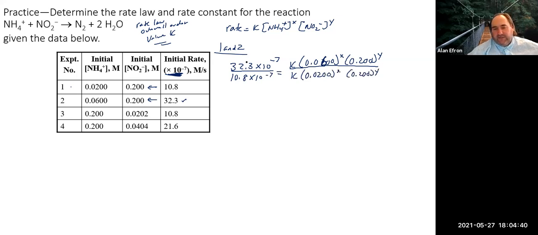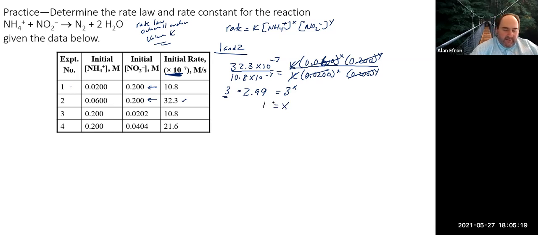So when we do a little division there of 32.3 times 10 to the minus 7 divided by 10.8 times 10 to the minus 7, going to basically give us 2.99 is going to equal K, and K should cancel. These guys here should cancel. These guys should get us to basically 3 to the X. This probably is close enough for you to round up to a 3. And you can then probably visually see it that X should equal 1 in this case.